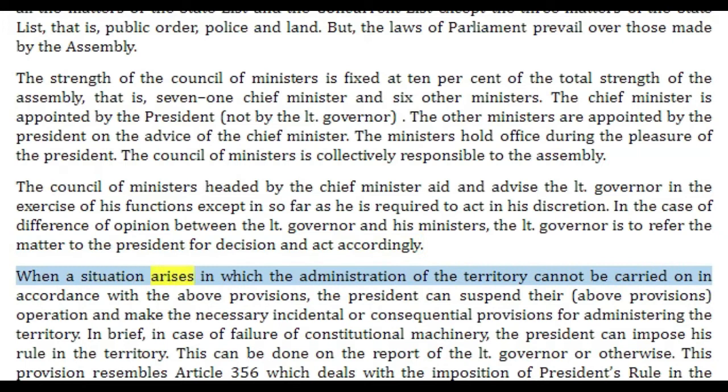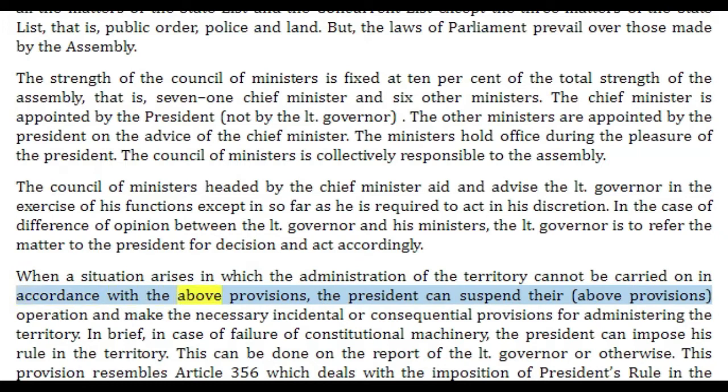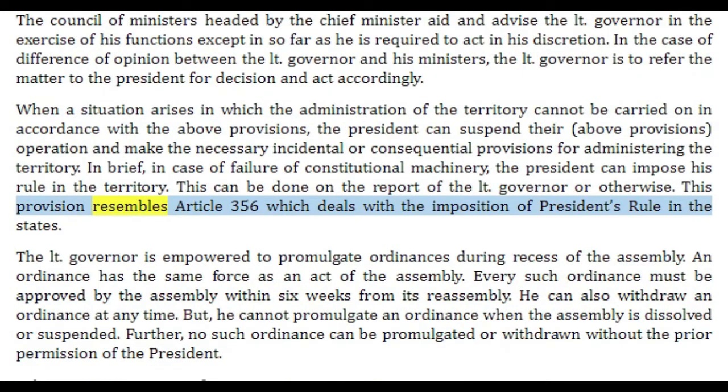When a situation arises in which the administration of the territory cannot be carried on in accordance with the above provisions, the President can suspend their operation and make the necessary incidental or consequential provisions for administering the territory. In brief, in case of failure of constitutional machinery, the President can impose his rule in the territory. This can be done on the report of the LT Governor or otherwise.